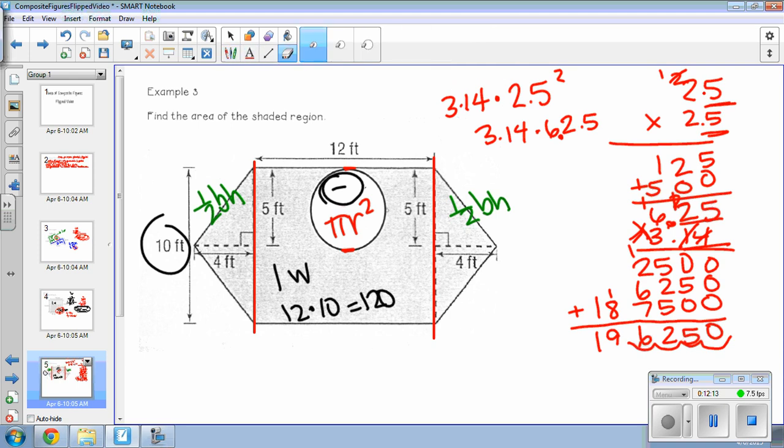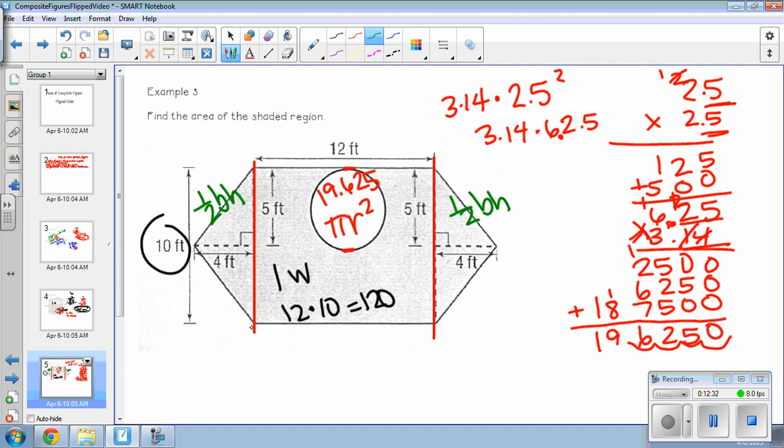I'm going to erase my little subtraction sign because I kind of made that pretty large. I'm going to write that value in there, 19.625. We know that this is eventually going to be subtracted out, but we'll get to that in just a minute. Now let's work on the triangles.